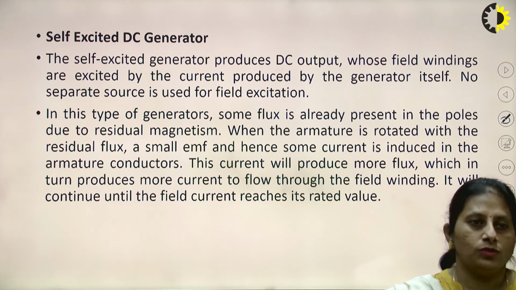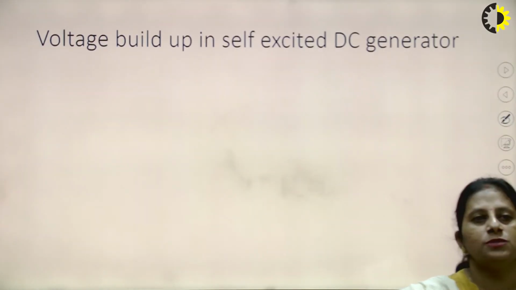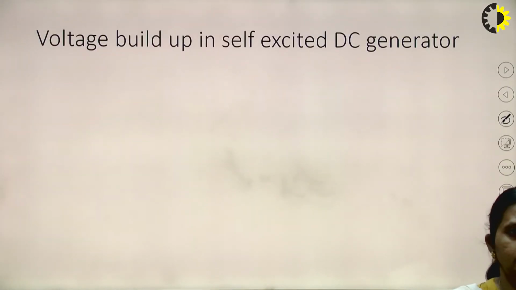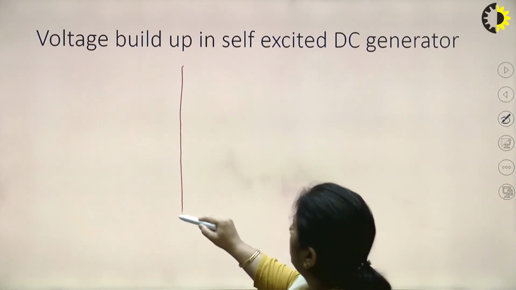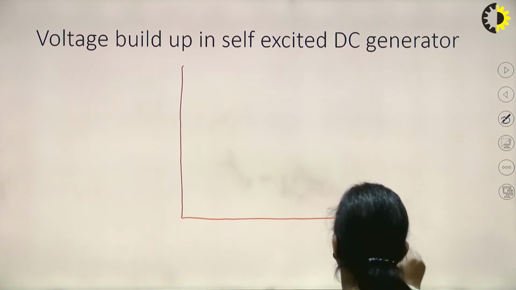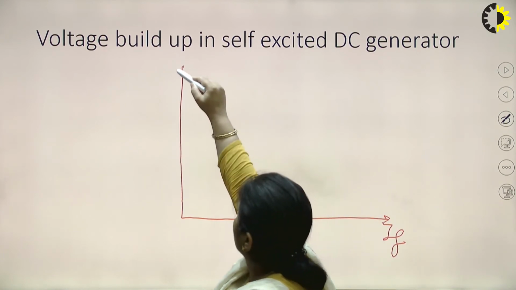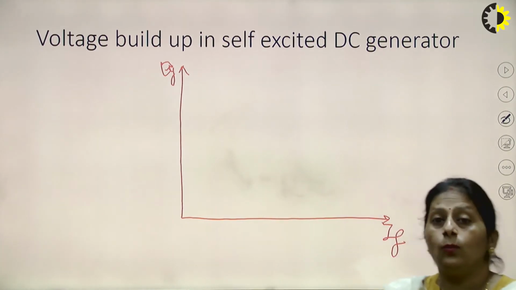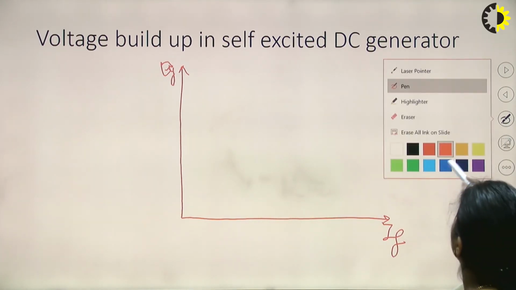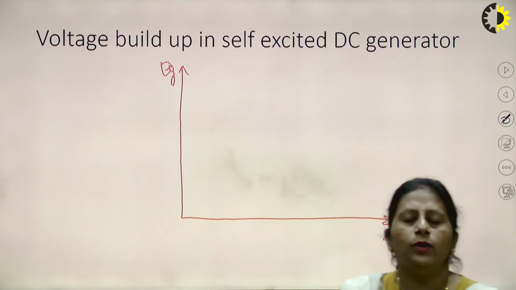This complete process is called voltage build-up in a self-excited DC generator and can be given by a graph drawn between the field current and the induced EMF. At the very starting, I don't have any field current.